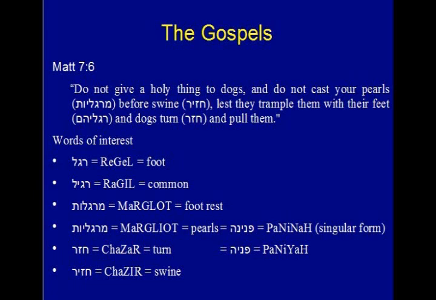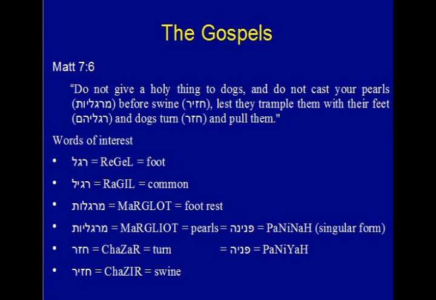Now, here, the word foot is regel in Hebrew. Resh, Gimel, Lamed. That's the Hebrew word for foot. The Hebrew word for common is regil. And in many ways, Jews do talk about things being uncommon or unholy as things they step on. When it says that I'll make your enemy a footstool for your feet, I'm going to put him under your feet. What's lower than your foot? Nothing. Okay? That's actually a bit of an insult of sort. And here's the Hebrew word for footstool, marglot. Almost exactly the same word, just one letter difference, is the word for pearl, which is margliot in Hebrew.